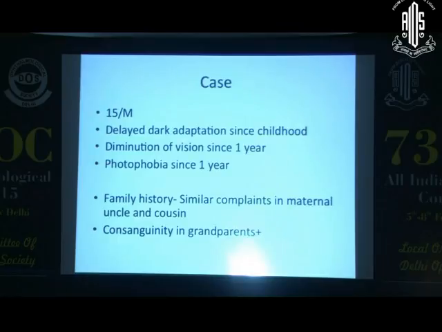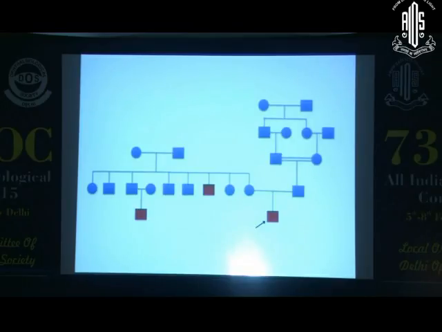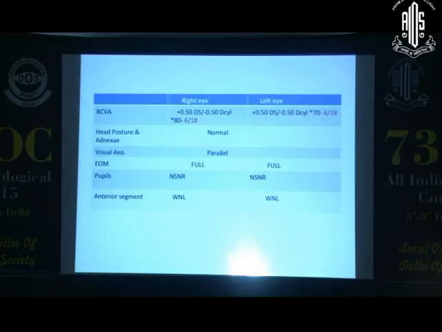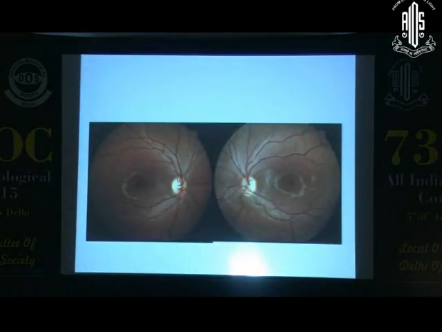This is a 15-year-old boy. The basic difficulty is that he's had difficulties with dark adaptation since early childhood. There is a family history of similar complaints, mainly in the men in the family. So that's the proband and 2 others affected. Vision of 6/18, and that's a fundus.